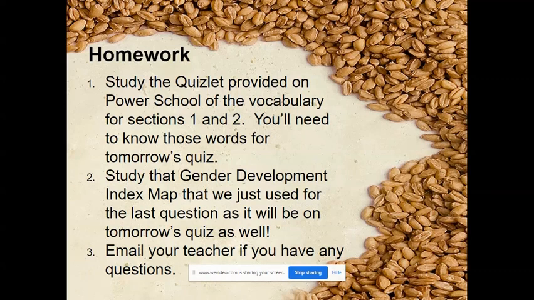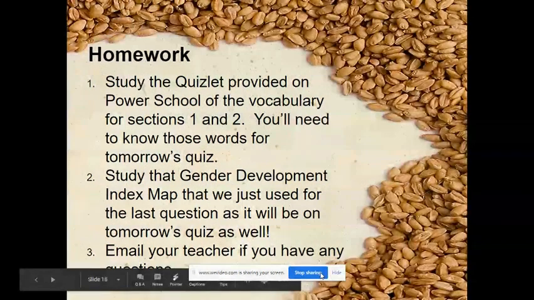And again, you need to remember to email your teacher if you have any questions about sections 1 or 2, or if you have questions about the upcoming quiz, I should say.